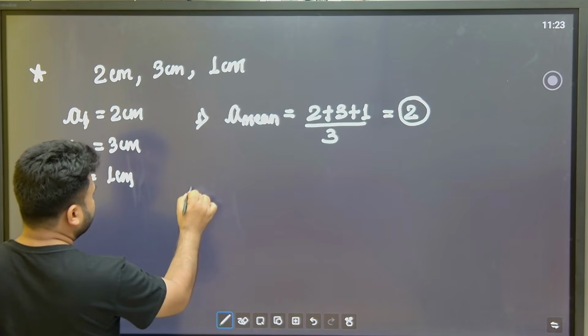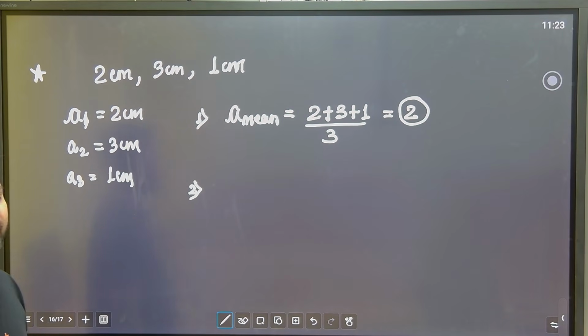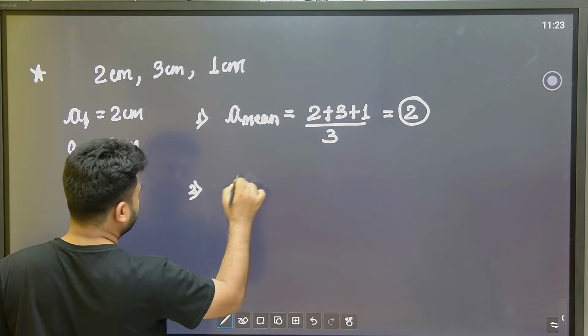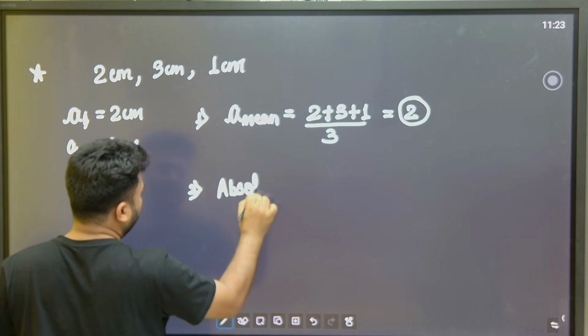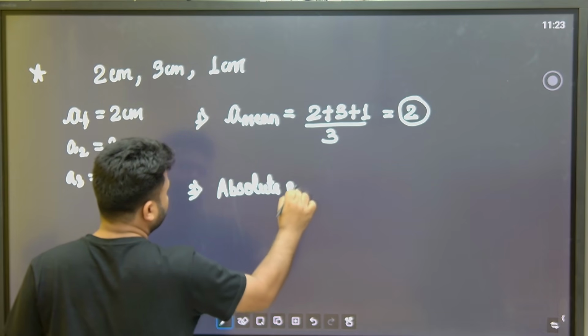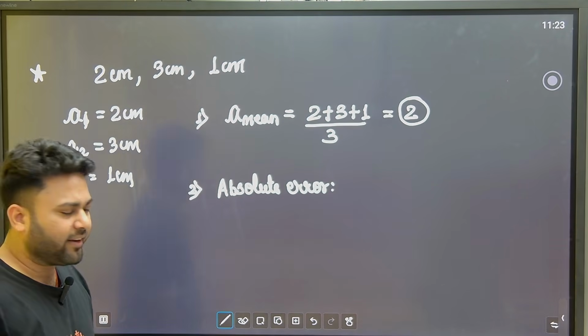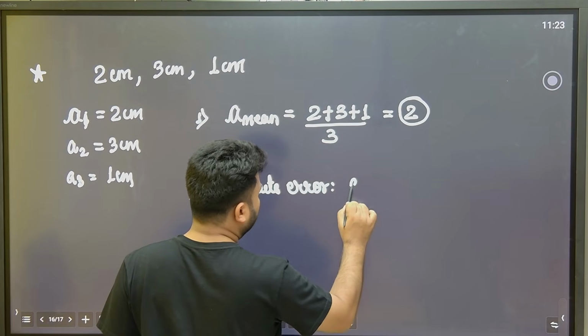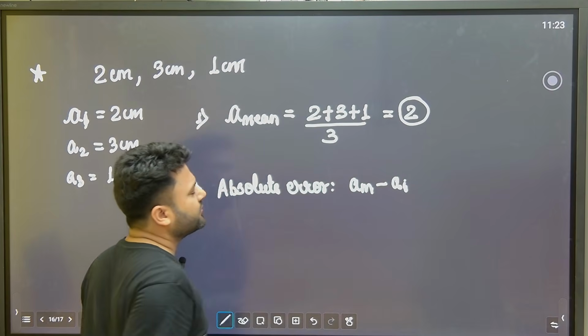Then they ask absolute error. What is absolute error? Mean value minus your observations.